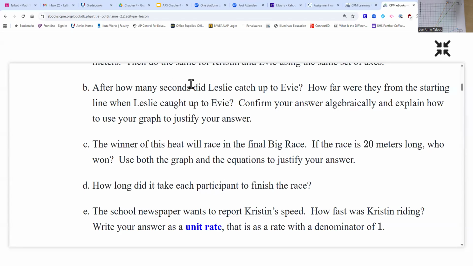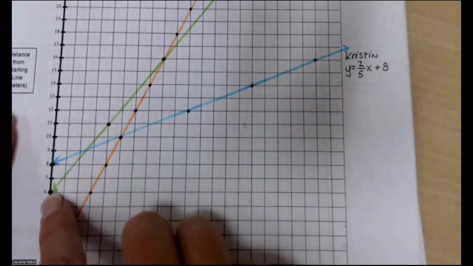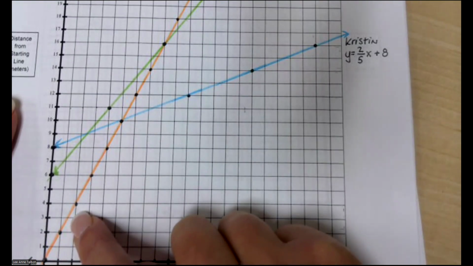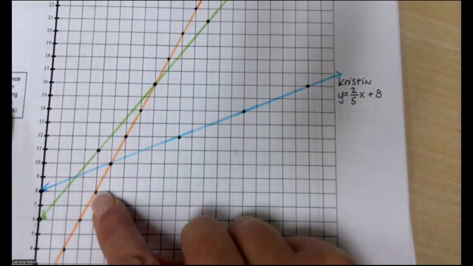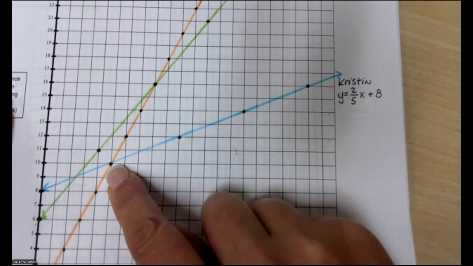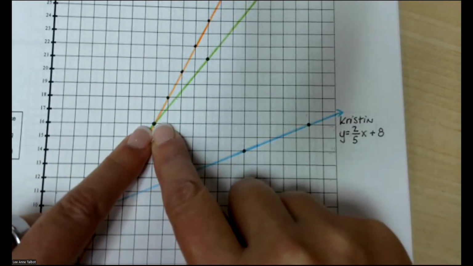B, after how many seconds did Leslie catch up to Evie? How far were they from the starting line when Leslie caught up to Evie? Confirm your answer algebraically and explain how to use your graph to justify your answer. So we're looking for when Leslie caught up to Evie. Here's Leslie, she's the orange one. She's in last place. Right here she passes Kristen. Does that make sense? Now she's in second place. And right here is where she passes Evie.